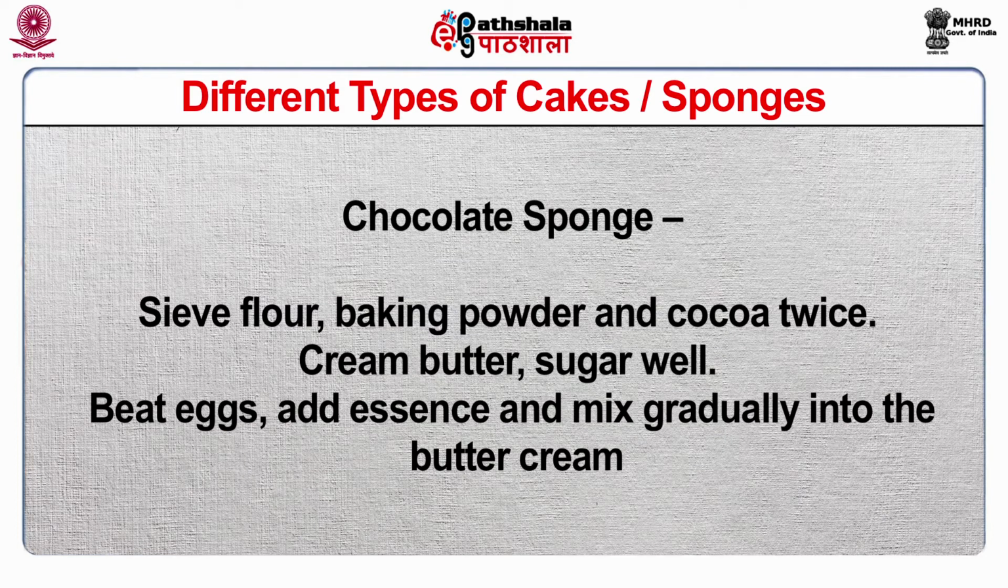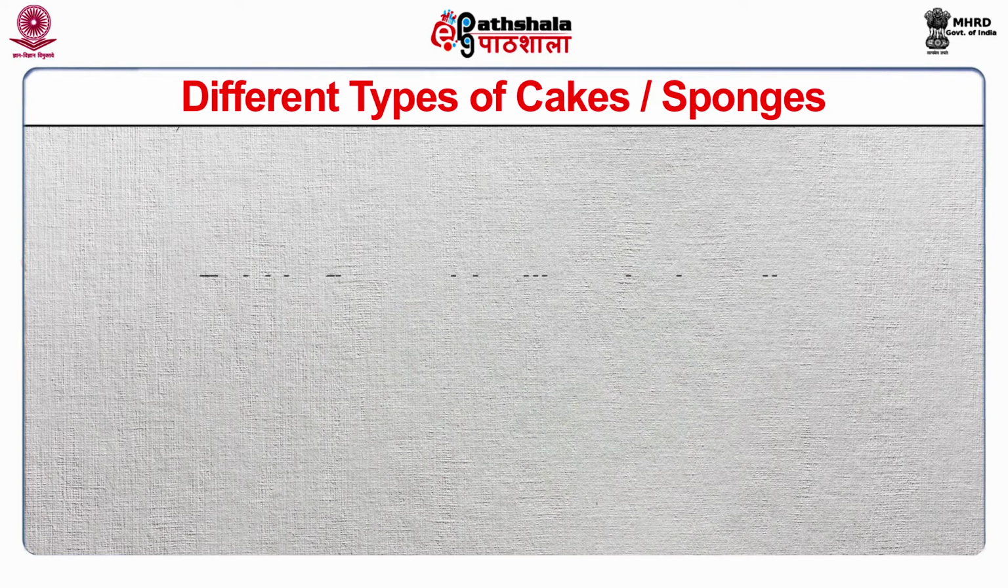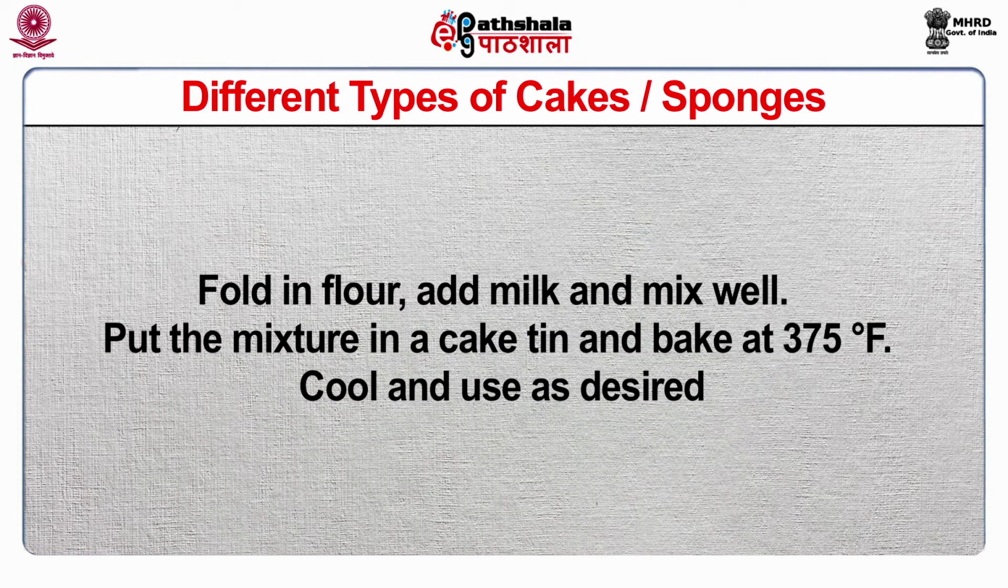Chocolate sponge. Sieve flour, baking powder and cocoa twice. Cream butter and sugar well. Beat eggs, add essence and mix gradually into the buttercream. Fold in flour, add milk and mix well. Put the mixture in a cake tin and bake at 375 Fahrenheit. Cool and use as desired.